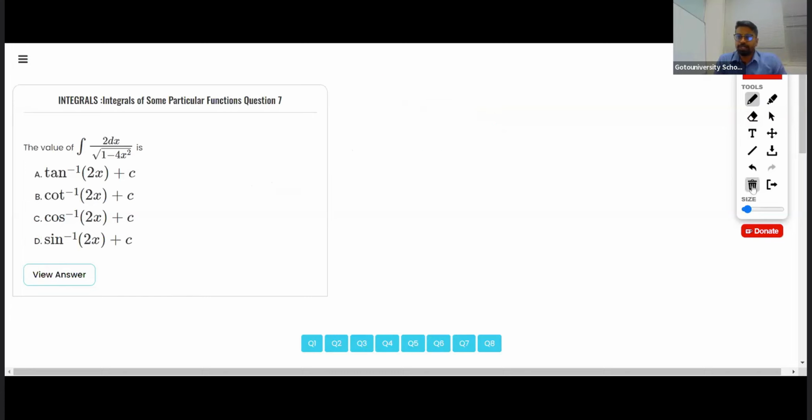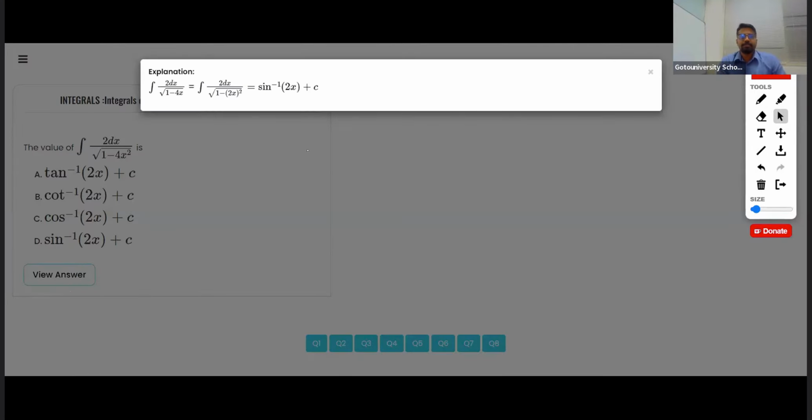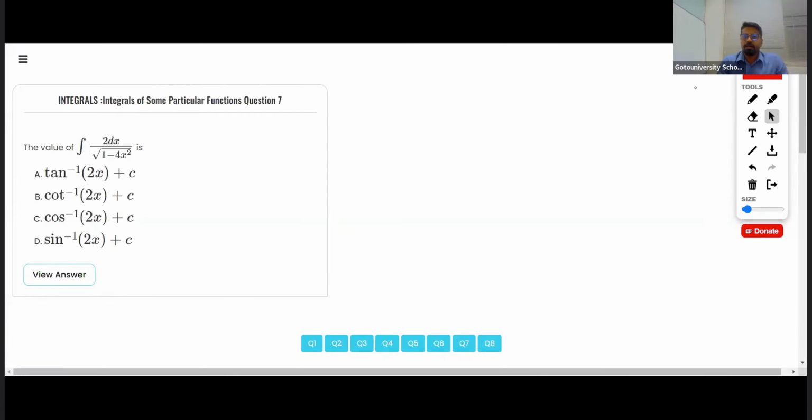But how do you prove that? Let me show you the solution directly. See, they have just changed it by substitution. Yes, we can also do that substitution method. The integral is 2 dx by root of 1 minus 2x whole square. Let us assume 2x as t.